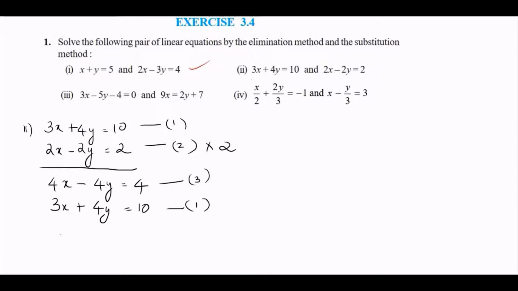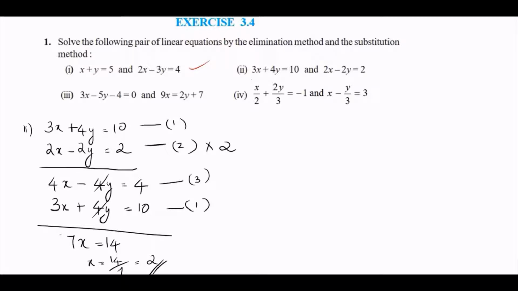Now you have to either subtract or add to eliminate the y variable. So here we have to add. So 7x is equal to 14. So x is equal to 14 by 7, that is equal to 2. So our x value is 2.